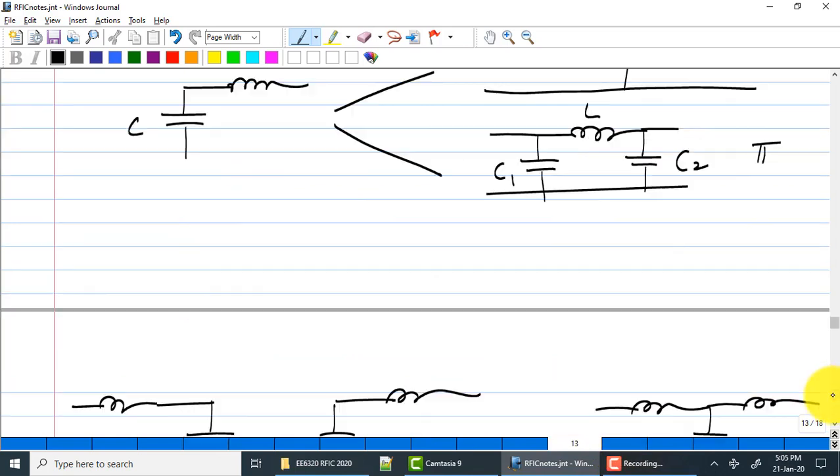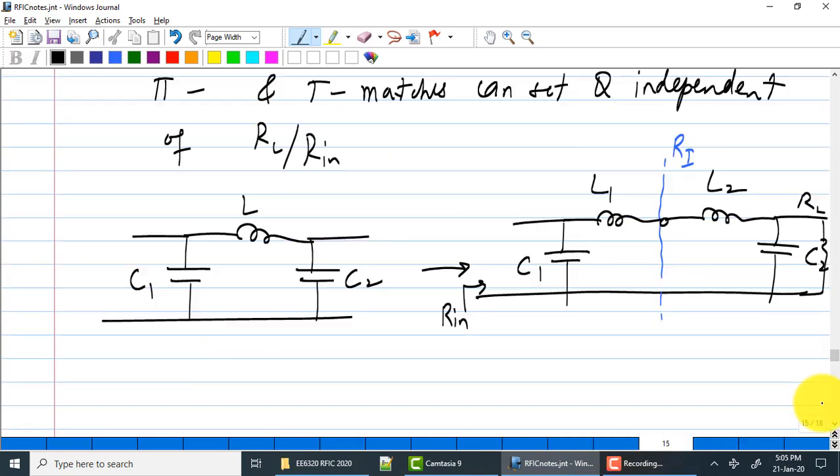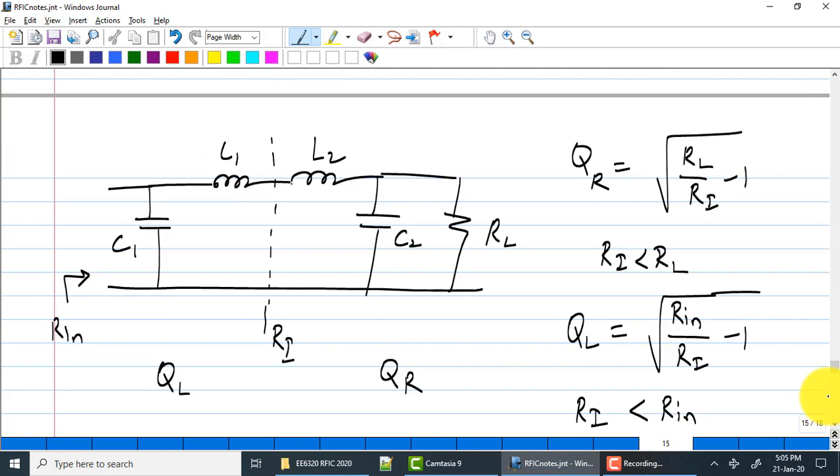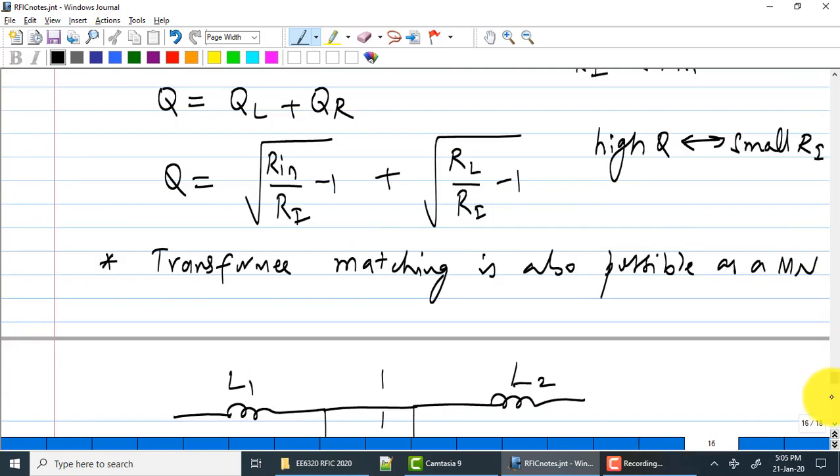And we saw that the Q is conceptually the sum of two Qs, a left side L match Q and a right side L match Q. And you can show that the overall Q is the sum of the quality factors. We kind of looked at it very quickly.